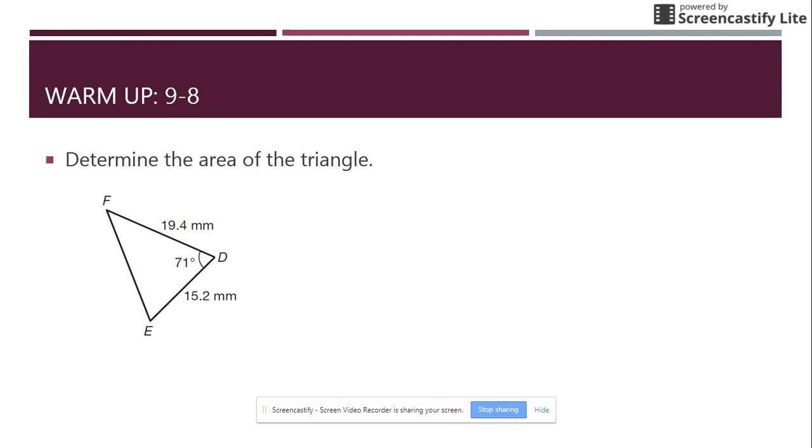Before we jump into lesson 9-9, let's go ahead and do a quick warm up from our last lesson, 9-8. Feel free to hit pause and hit play when you're ready to check it out.